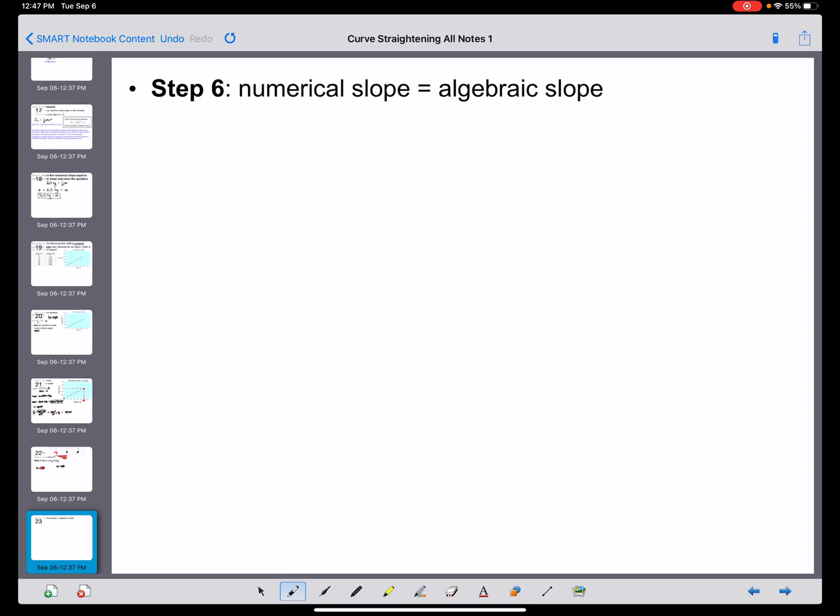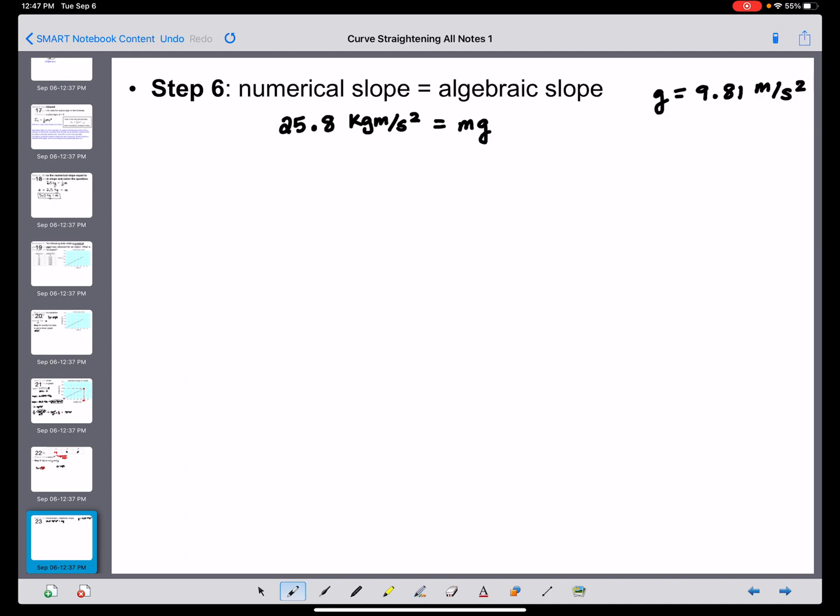Okay, and then this is the last step. Now I have to make my numerical slope equal to my algebraic slope. My numerical slope was 25.8 kilogram meters per second squared, and my algebraic slope was mg. I'll make a note over here: if you remember from Physics 20, g is 9.81 meters per second squared.